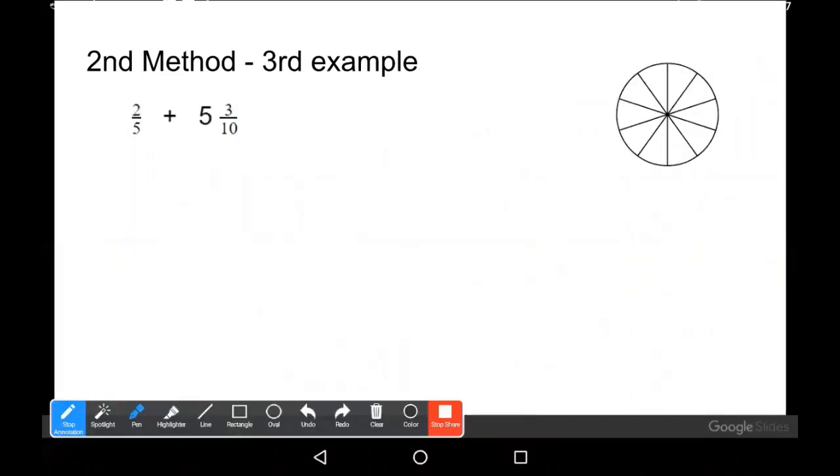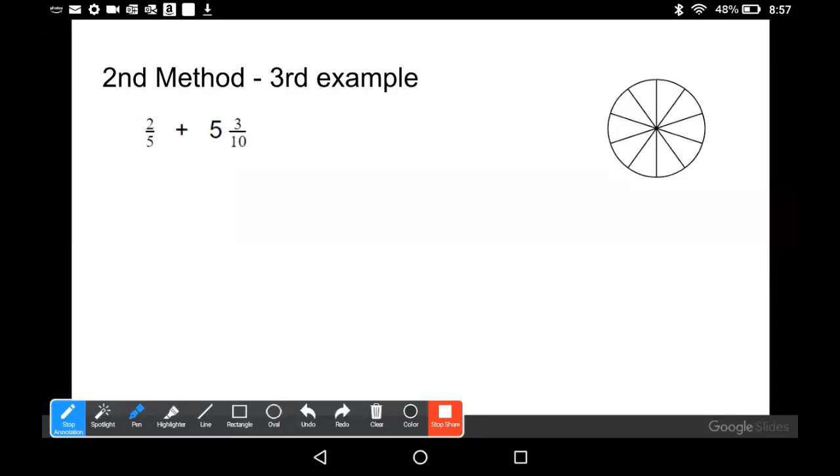2/5 and 5 3/10. Okay, now 2/5 is already good. We don't have to do anything with it because there's no number in front. So that one just is going to come over here. We're not doing anything with it.